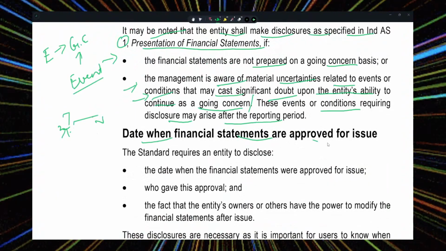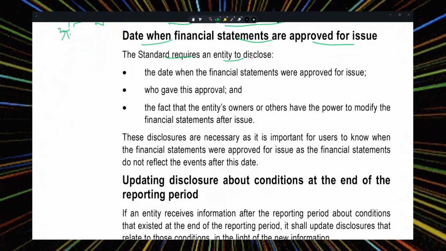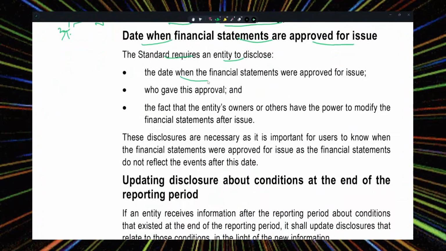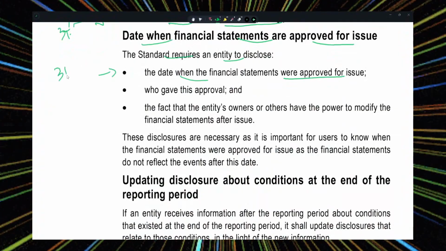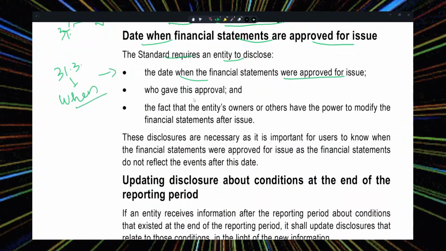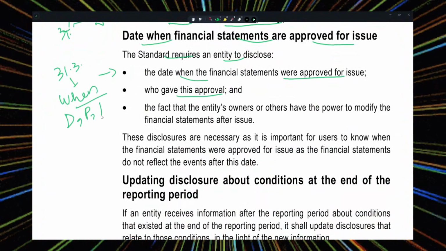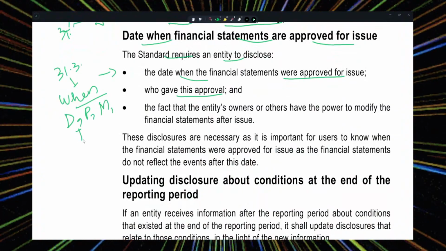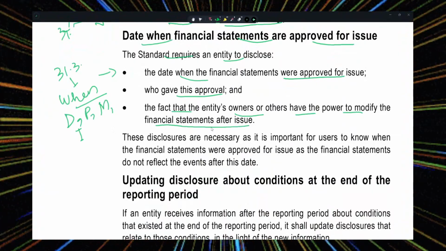Date when financial statements are approved for issue. The standard requires the entity to disclose the date when the financial statements were approved for issue. So they were prepared as per 31st March, but when they were approved, we need to disclose it. Who gave the approval? Directors, partners, trust members, the individual who gave the approval. Also disclose the fact that the entity's owners or others have the power to modify the financial statements after issue.